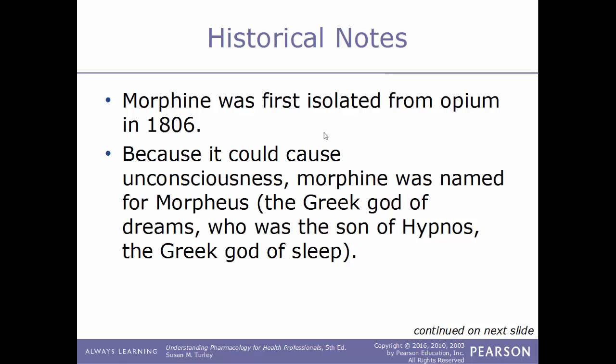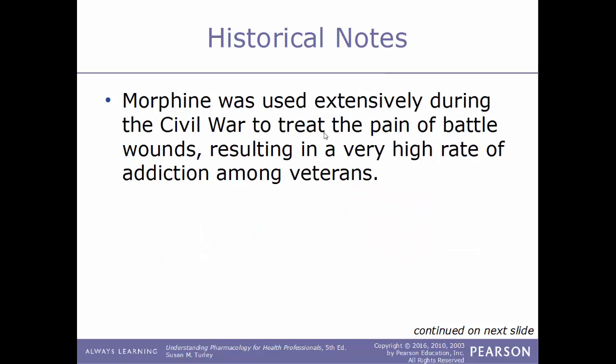The drug morphine was first isolated from opium back in 1806. Because it could cause unconsciousness, morphine was named for Morpheus, the Greek god of dreams, who was also the son of Hypnos, the Greek god of sleep. And morphine was used extensively during the Civil War to treat the pain of battle wounds, resulting in very high rates of addiction among Civil War veterans.